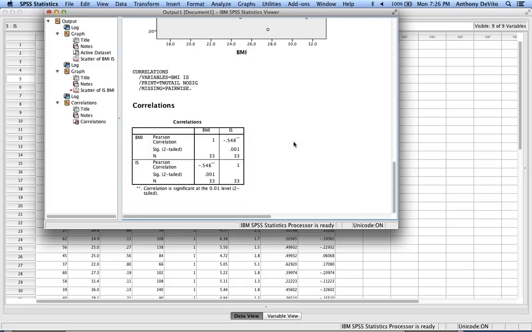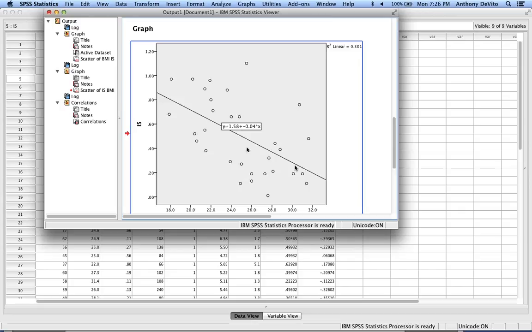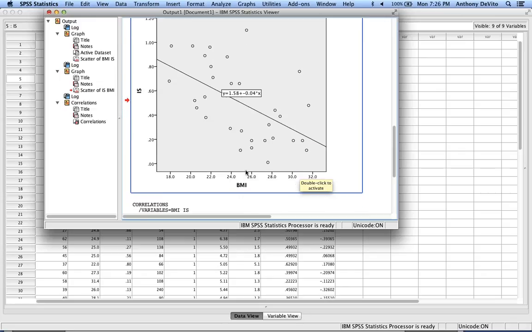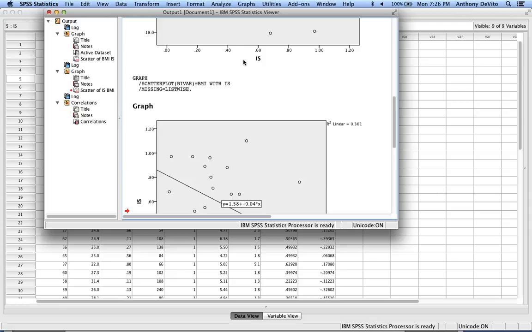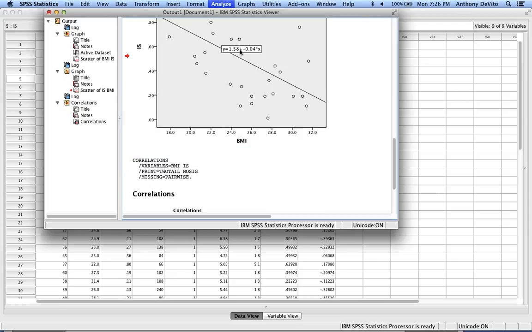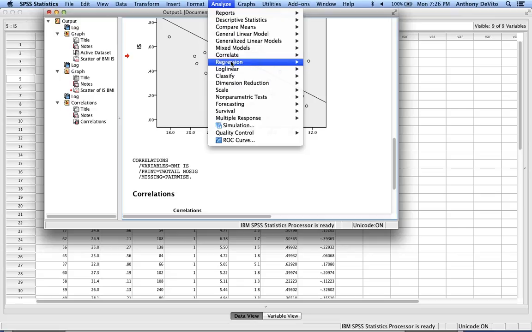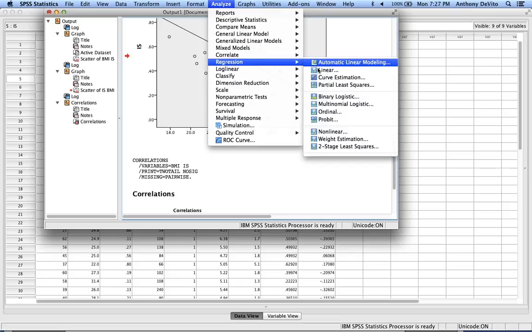Okay, so now let's take a look at this idea of regression. Can we give this line a formula so that if you tell me somebody's BMI, I can predict what his insulin sensitivity is going to be? That's what we're after here. So I'm going to go to Analyze, Regression, and there are many choices here. I'm going to go to linear regression, because we're assuming that this is a straight line relationship.